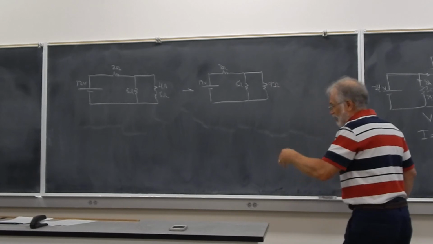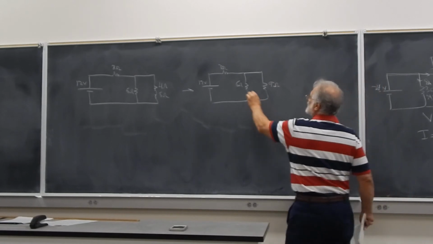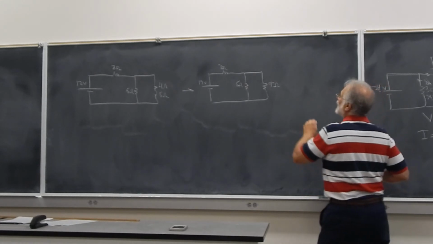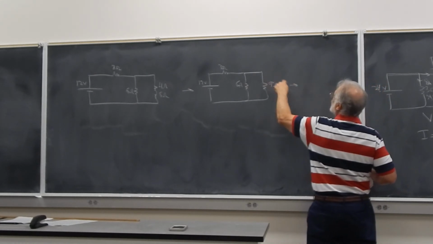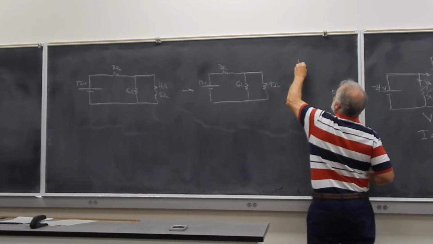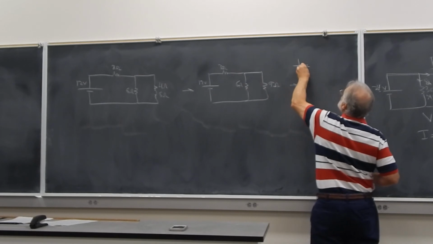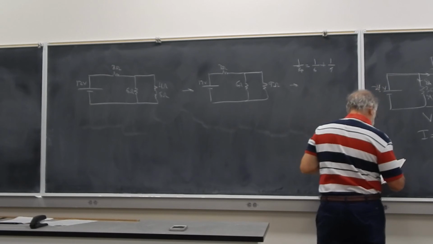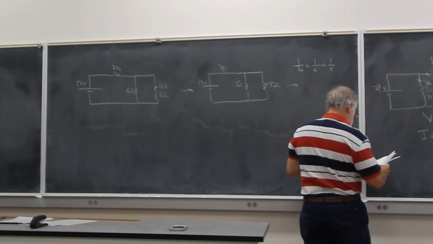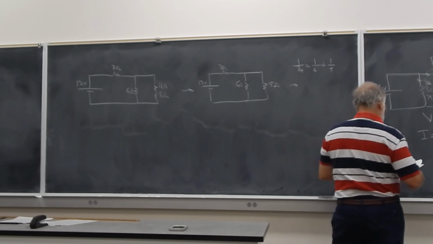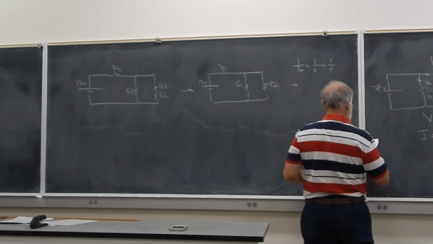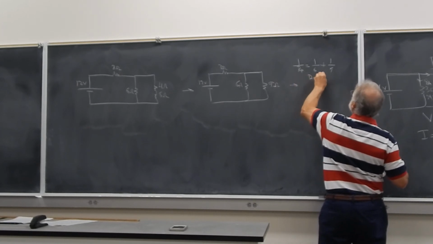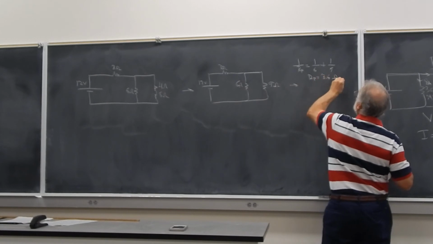Now I'm still as far from the battery as possible. I have a 6 ohm resistor and a 9 ohm resistor in parallel. And so if I want the equivalent resistance, we'll call that, 1 over R parallel is equal to 1 over 6 plus 1 over 9. And when I do that, I'm going to get R parallel equal to 3.6 ohms.